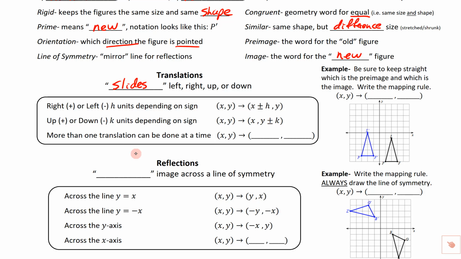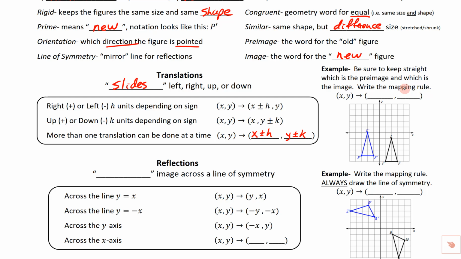And we can do more than one transformation at one time. So we could do something like this. We could have x plus or minus h and then y plus or minus k. It would be possible to do something like that. So let's take a look at this quick little example here. It says, be sure to keep straight which is the pre-image and which is the image. And then we want to write a mapping rule.